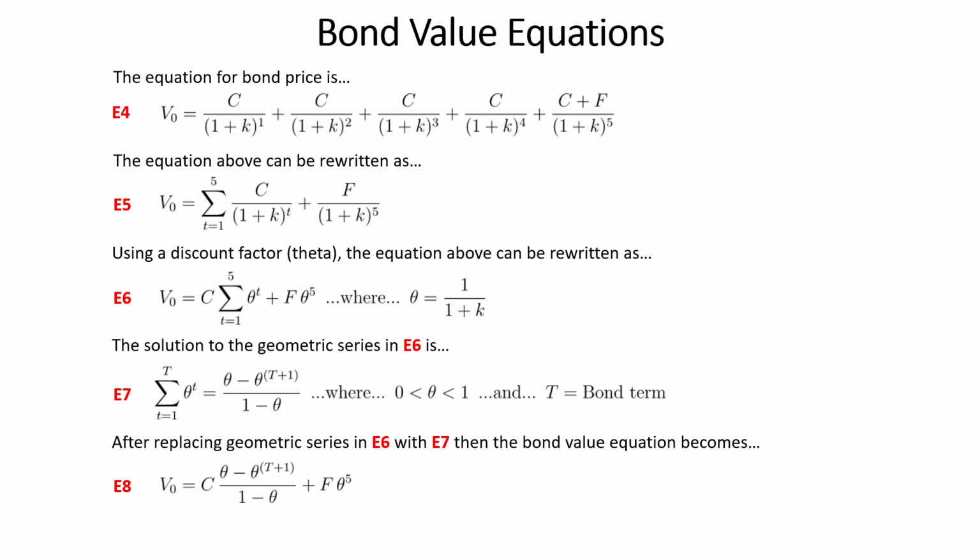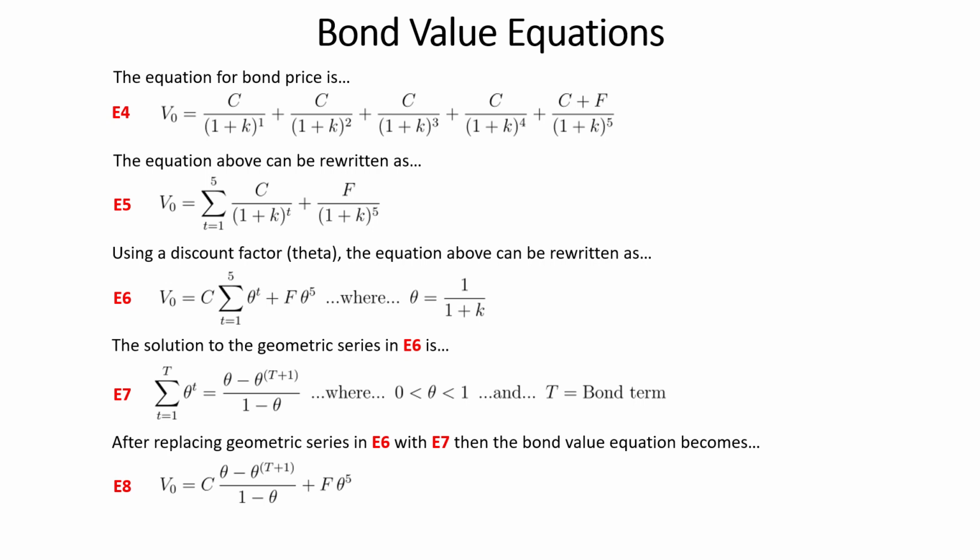And at the end of that equation, we want to know what the discounted value of the face value is. Remember, we're going to receive the face value at the end of year 5. So the value of that face value today at time 0 is going to be the face value times our discount factor to the 5 power. And then we go to E7.